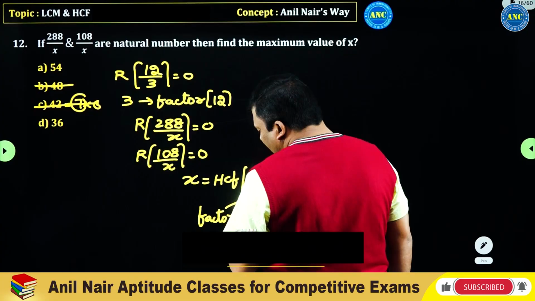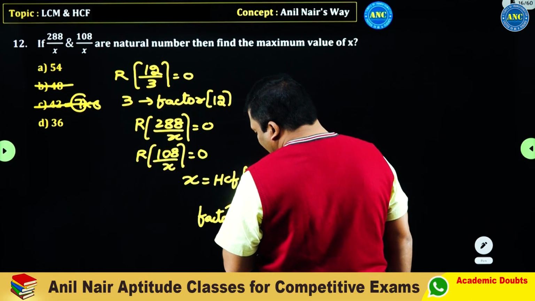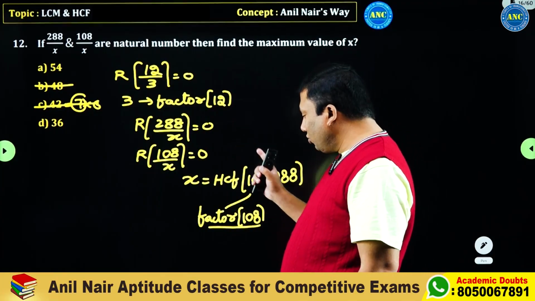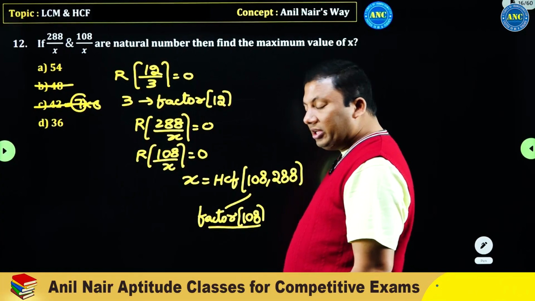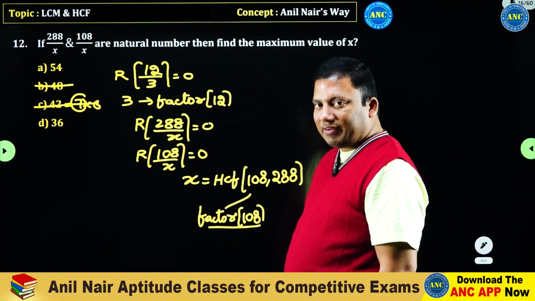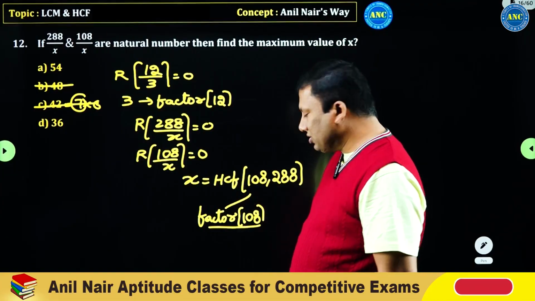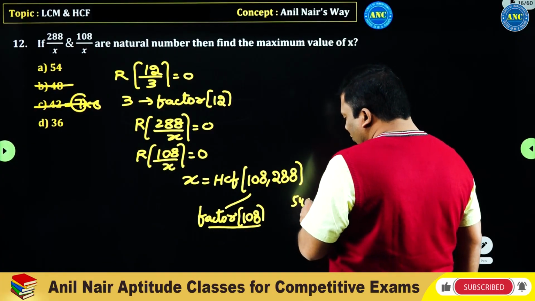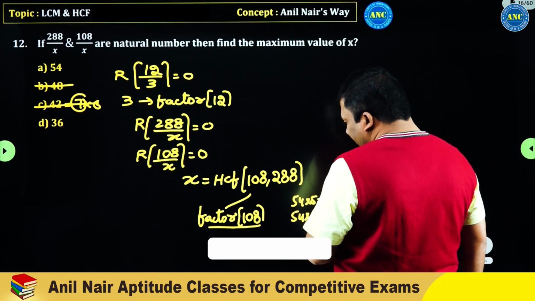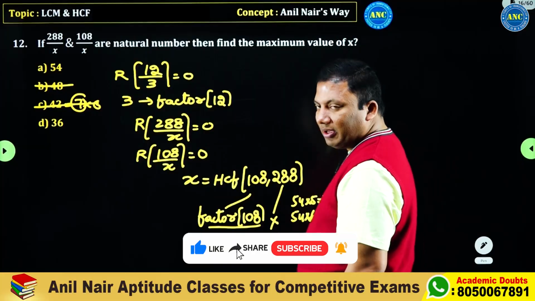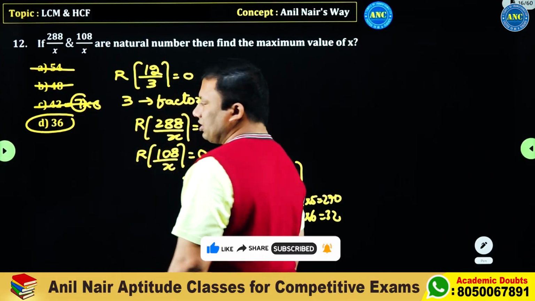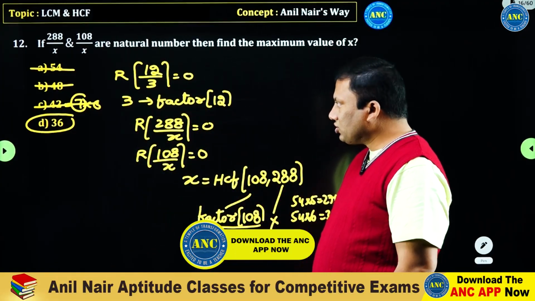The answer should be a factor of the smallest number. What is the smallest number? 108. The answer should be a factor of 108. 54 is a factor, 54 twos are 108. But for 288, 54 fives are 270 and 54 sixes are 324. That means 288 is not divisible by 54. This is out. So, the answer for this question has to be 36.